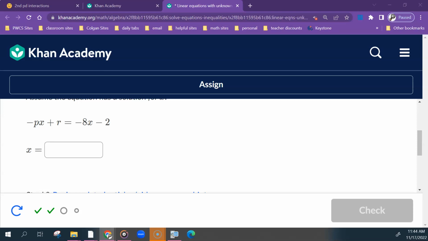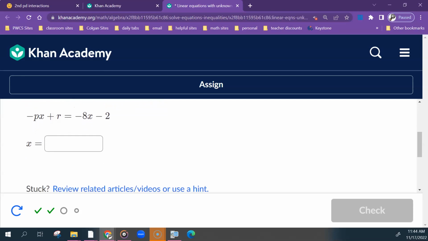When you see these type of problems, you want to get whatever it's being asked to solve for, so in this case x, all of your x's on the same side, anything that doesn't have an x on the other side. So it does not matter if I move this x term over here or this x term over here, doesn't matter. So let's say I add.